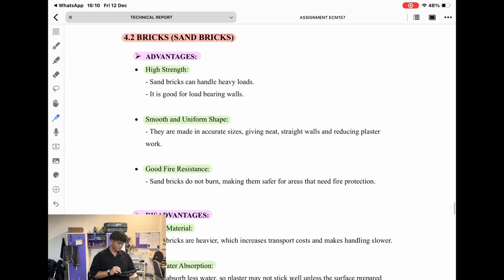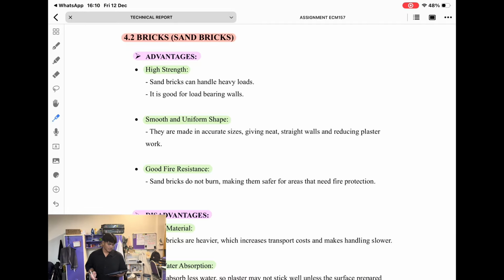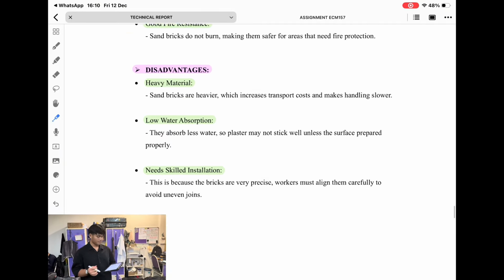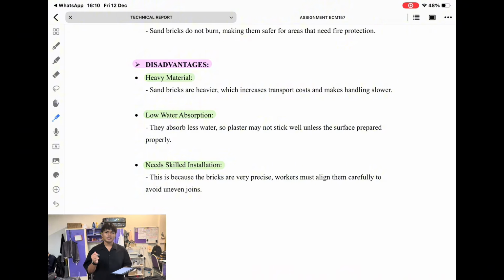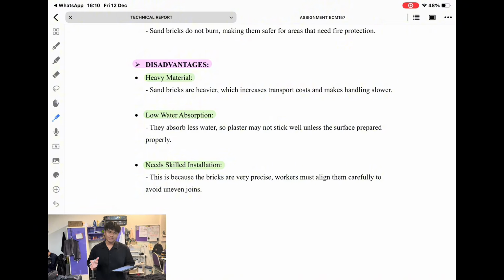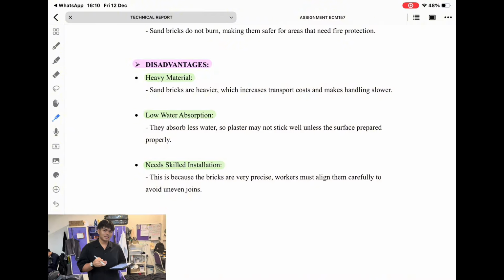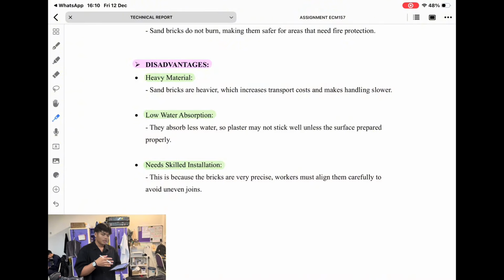The advantages for bricks are high strength, smooth and uniform shapes, and also good fire resistance. Unfortunately, the disadvantage is that it is a heavy material, with low water absorption that makes plaster may not stick well unless the surface is prepared properly, and then we need skills to install the bricks nicely.